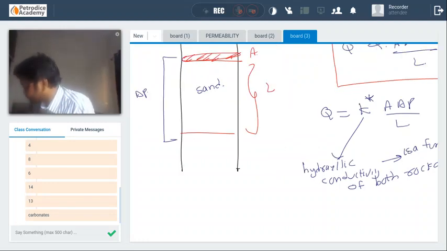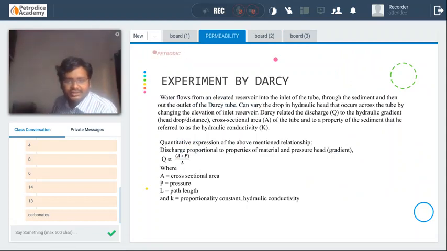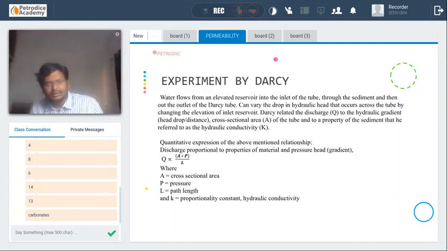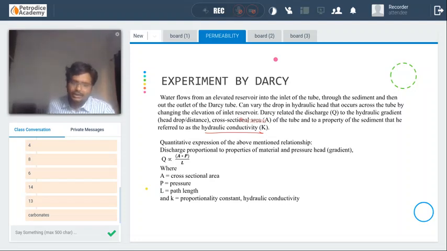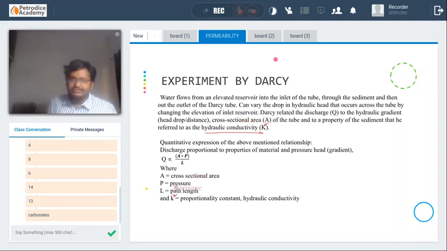So guys, before we go to the next one, just write it. He found out that he directly didn't find the permeability. He found the first variable, that is hydraulic conductivity, that is capital K. Let us call it K star, for easy representation. But guys, do write it.